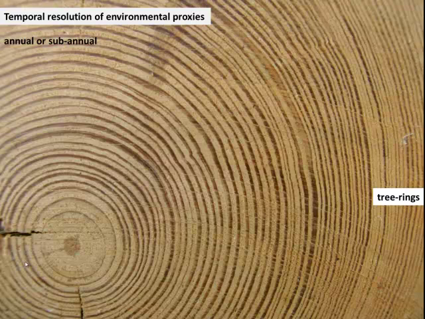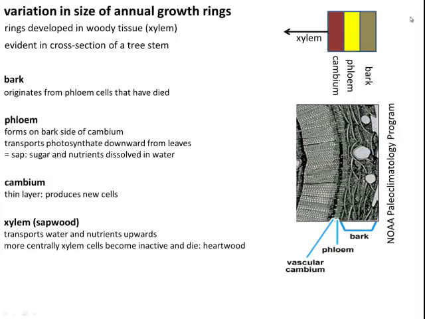So for example, of course, if you take tree rings, as you know, these record an annual signal as the tree grows. And that variation in the size of the annual growth rings can then be used as an environmental proxy. The rings themselves are developed in the woody tissue of the tree, the xylem that you see here. And of course it's exposed whenever you take a cross section through the tree. So the xylem in this area here is responsible for transporting water and nutrients upwards through the tree, and the most active part is towards the periphery and towards the center.